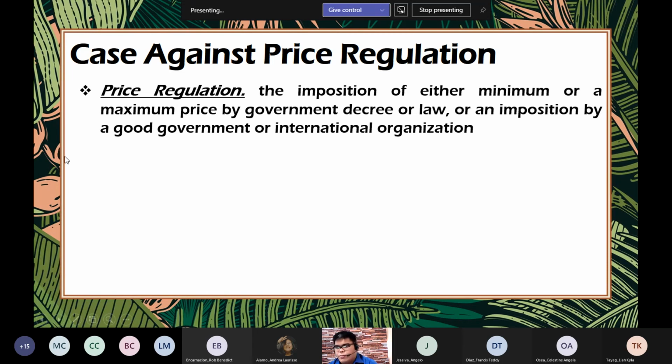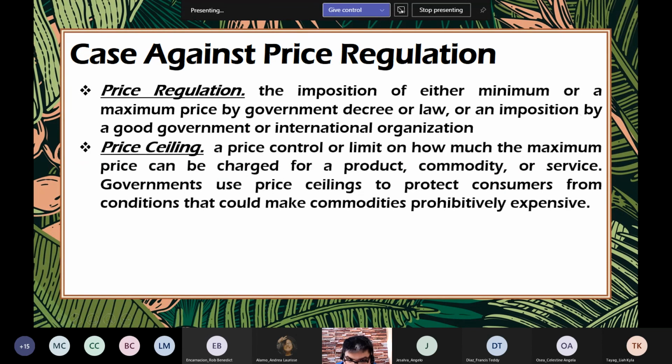Okay. So price regulation is the imposition of either minimum or a maximum price by government decree or law, or an imposition of a good by government or international organization. Okay, chance nyo na para makabawi sa recitation. Sinong gusto mag-read ng price ceiling? Can anyone read?